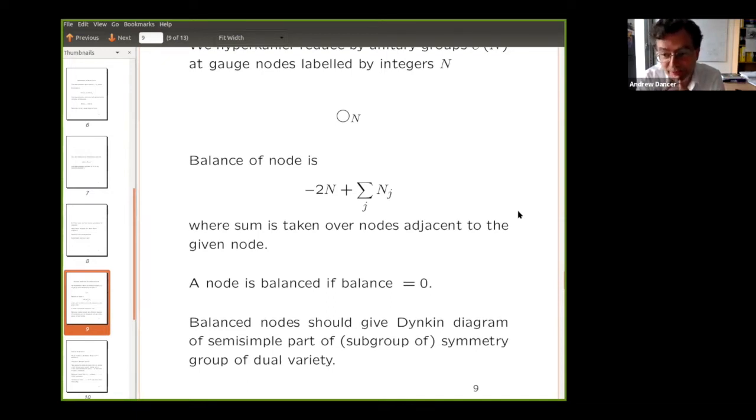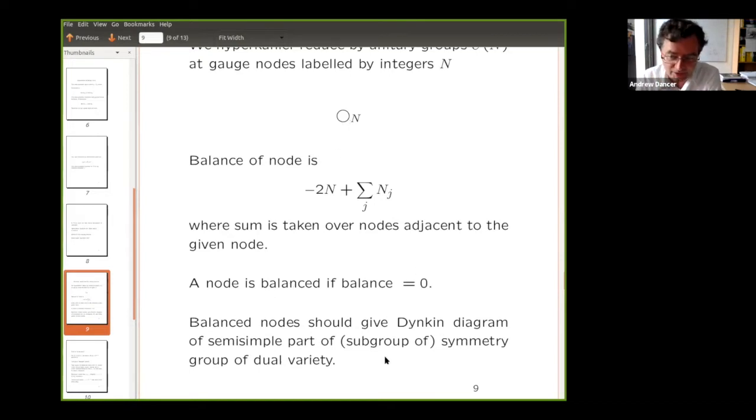Where are our deformation parameters coming from? Well, we're hyperkähler reducing, so the deformation parameters come from the center of the group by which we're hyperkähler reducing. So each node, each unitary group U(N), will have a one-dimensional center. So each node should give us a deformation parameter, and hence that should give us a parameter for the Cartan algebra over in the dual.